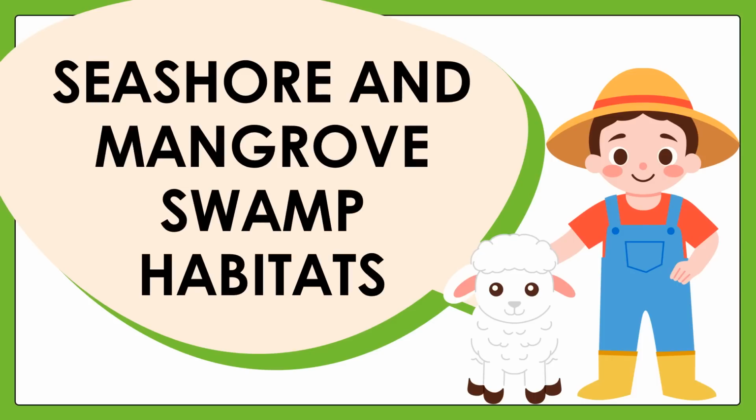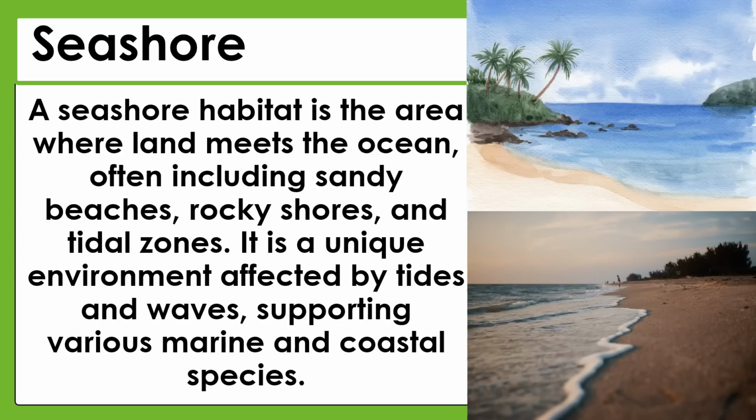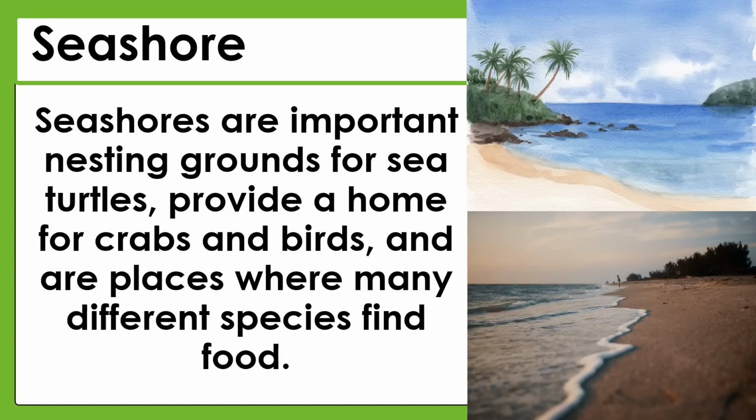Next is seashore and mangrove swamp habitats. Seashore. A seashore habitat is the area where land meets the ocean, often including sandy beaches, rocky shores, and tidal zones. It is a unique environment affected by tides and waves, supporting various marine and coastal species. Seashores are important nesting grounds for sea turtles, provide a home for crabs and birds, and are places where many different species find food.